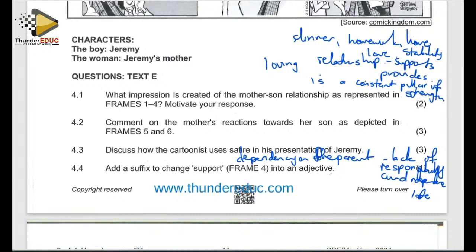Add the suffix to change support in frame 4 into an adjective. Please revise your dictionary work, because when you have to give suffixes and word forms, you have to know how the adjectival form is supposed to be. The adjectival word which comes from adding a suffix is supportive. So we are going to add the suffix IVE at the end to bring the adjective.